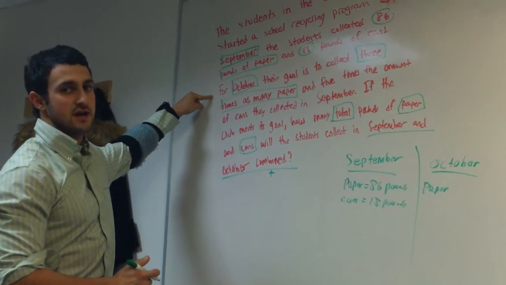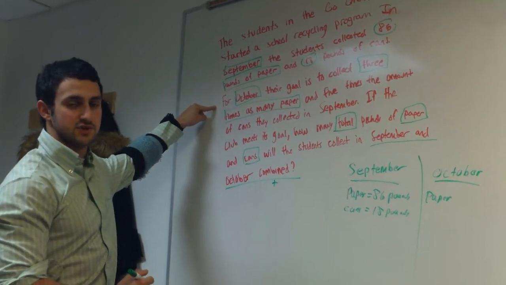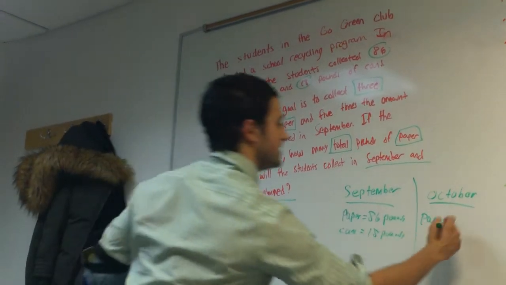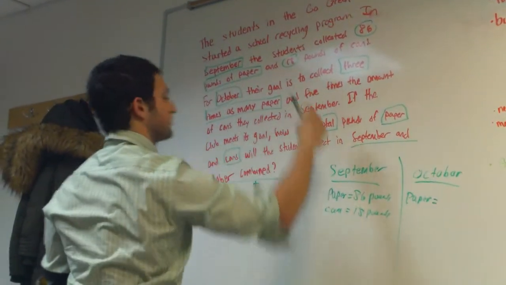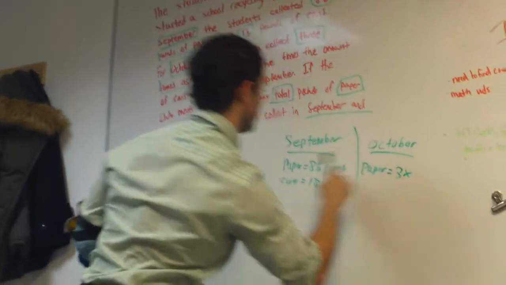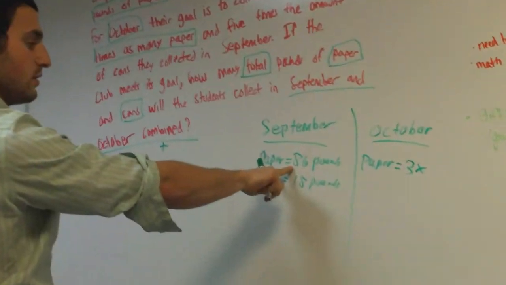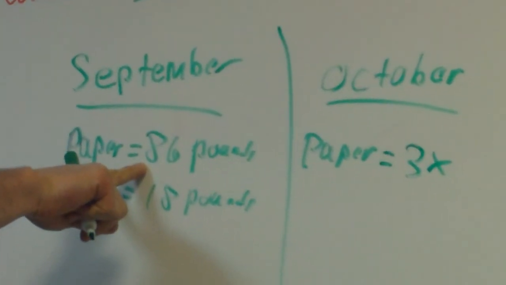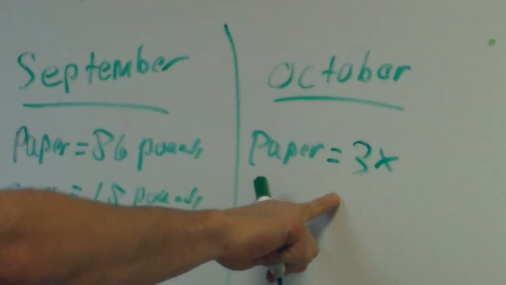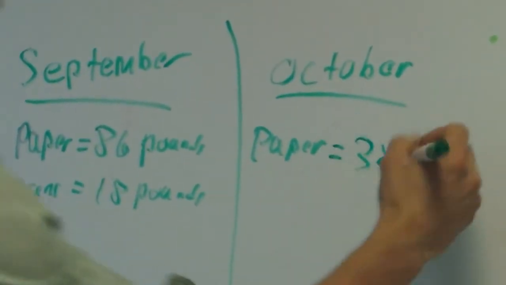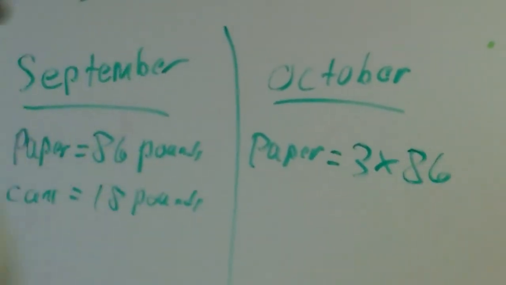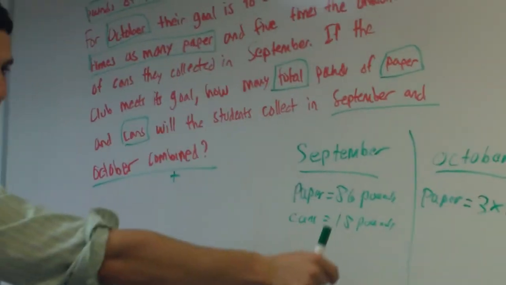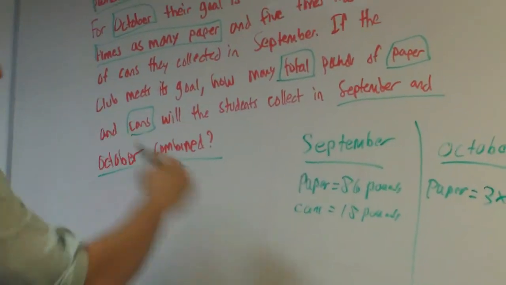I know that they are trying to collect more in October than they did in September. Well, that tells me that I'm trying to find a bigger number. I know if I'm trying to find a bigger number that I need to be multiplying here. So we know that they're trying to collect 3 times the amount that they collected in September. Well, if I look back at my chart, I see they collected 86 pounds of paper in September. So to find out the amount in October, I know I have to do 3 times 86 since I'm trying to find a bigger number.